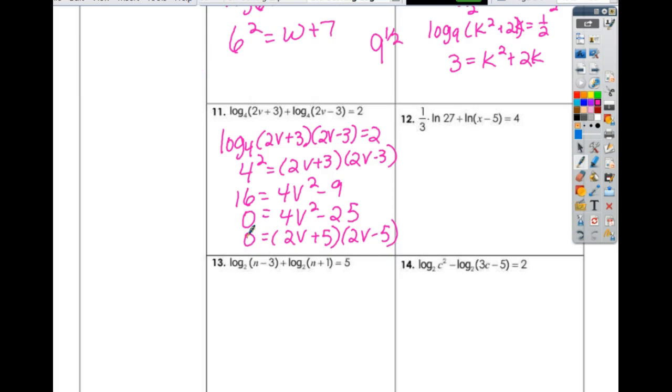So it factors to 2v plus 5 and 2v minus 5, which makes my answers 5 over 2 and negative 5 over 2. And I have to check and see if anything becomes negative if I use the negative 5 over 2. So if I put negative 5 over 2 right here, I have 2 times negative 5 over 2. What happens to the 2's? And that leaves me with negative 5 plus 3. Is that negative? So that is not an answer. So your only answer for this one is a positive 5 over 2.